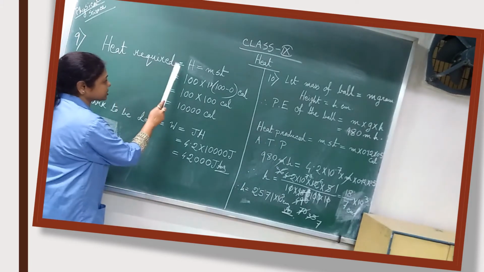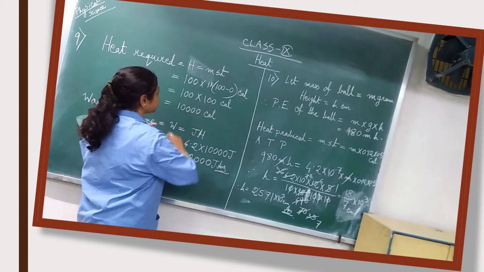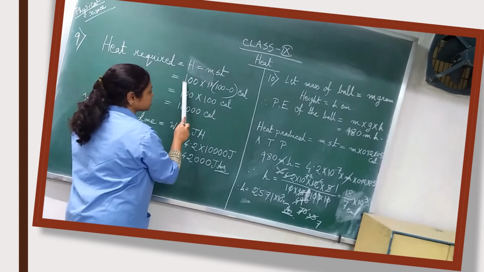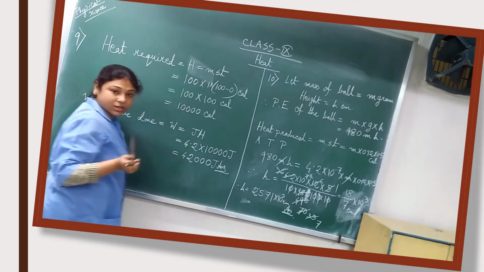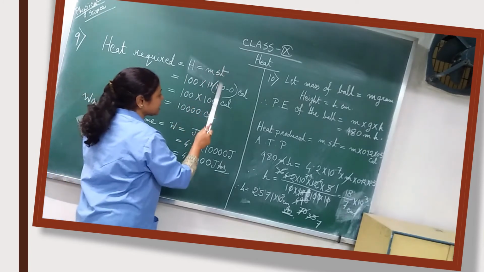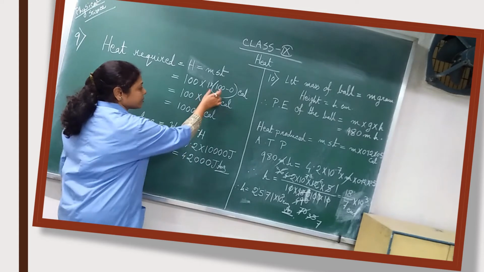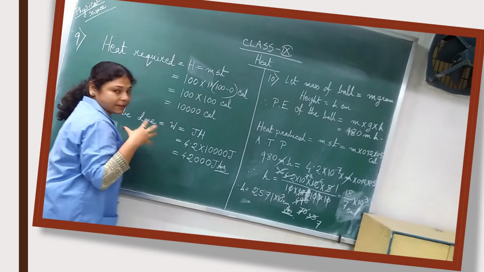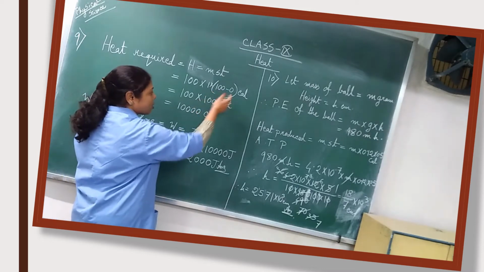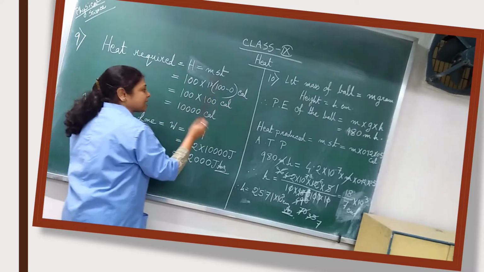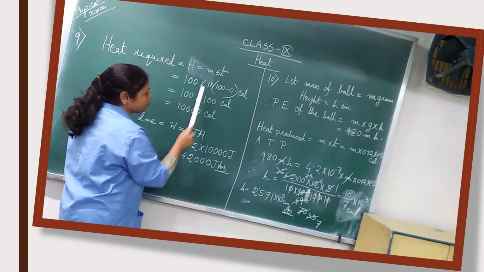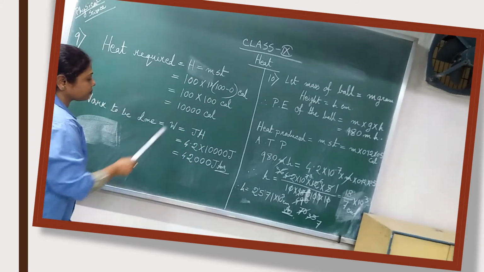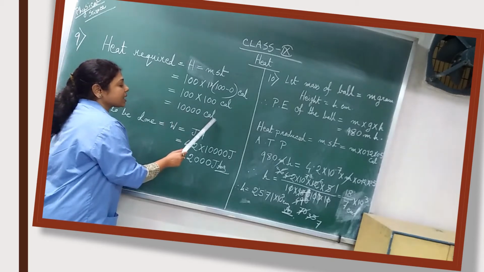So heat required is H is equal to M into S into T. That is equal to M is 100, S is 1 because this is water, and T is final temperature 100 and initial temperature 0. So resulting temperature is 100 minus 0, and heat unit is calorie. So 100 into 1 into 100 minus 0, that is coming 10,000 calorie.